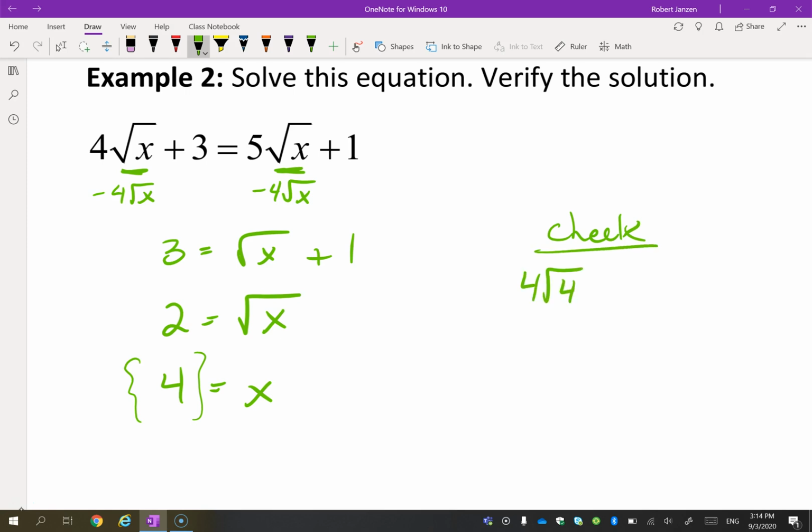4 root 4 plus 3, does it equal 5 times root 4 plus 1? Well, this is 8 plus 3, and this is 10 plus 1. Yeah, 11 equals 11. We're good.